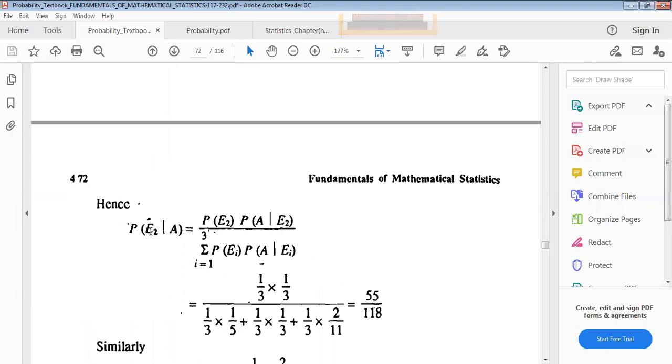Now the probability of the second urn, when 2 balls are drawn and one is red and the other is white, will use Bayes theorem. This is the Bayes theorem. Probability of E2 times probability of A by E2, divided by the sum for i equals 1 to 3 of probability of E_i times probability of A by E_i. Putting the values, there are 3 terms: P(E1) P(A by E1) plus P(E2) P(A by E2) plus P(E3) P(A by E3). That means there are 3 terms.